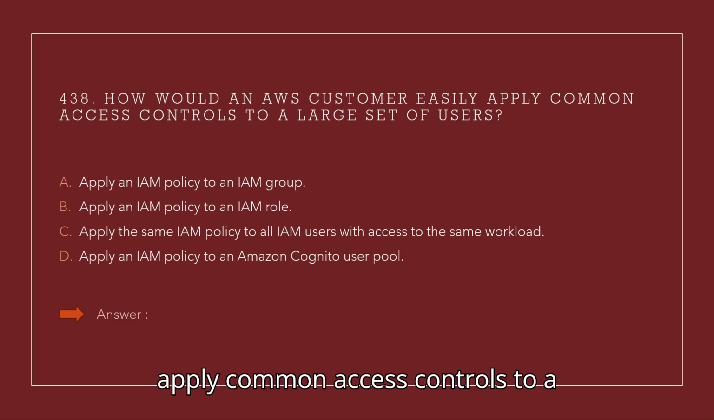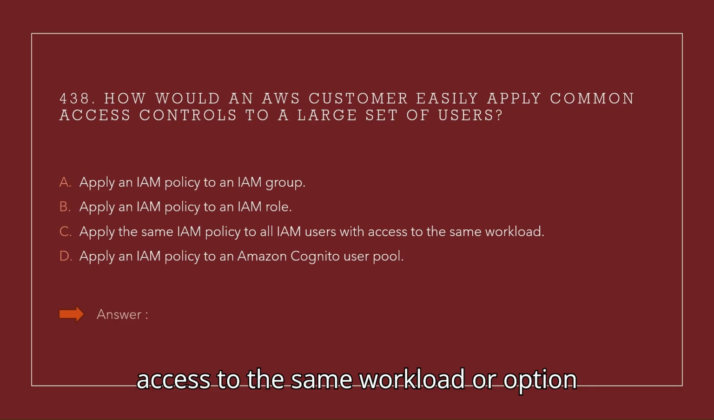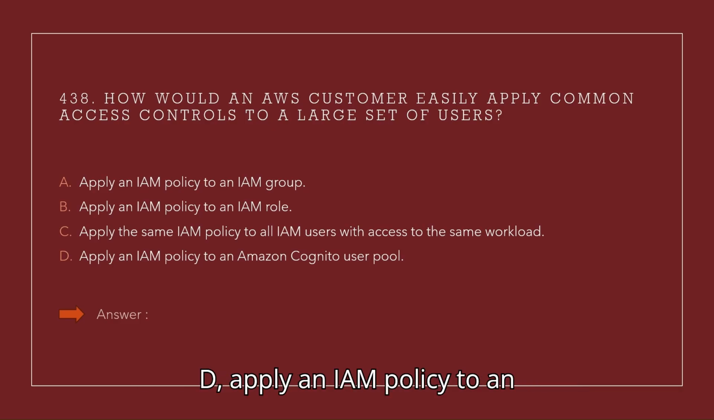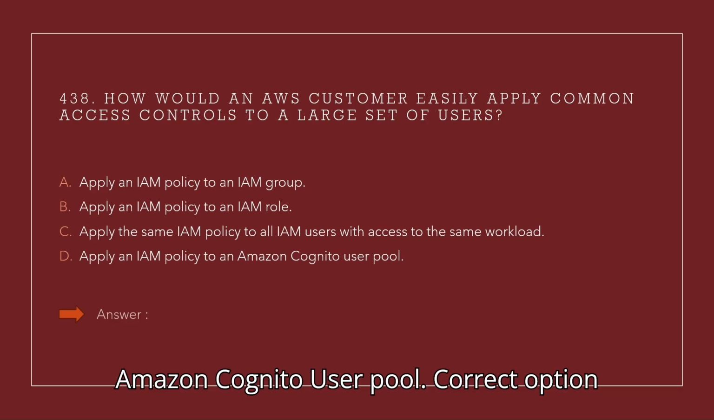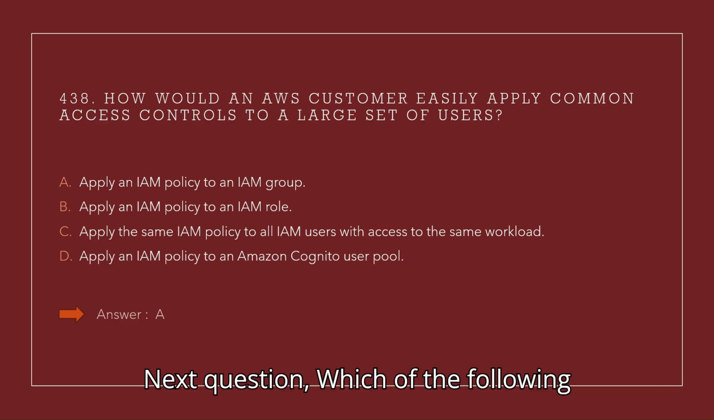How would an AWS customer easily apply common access controls to a large set of users? Apply an IAM policy to an IAM group. Apply an IAM policy to an IAM role. Apply the same IAM policy to all IAM users with access to the same workload. Or option D, apply an IAM policy to an Amazon Cognito user pool. Correct option is option A. You need to apply an IAM policy to an IAM group.